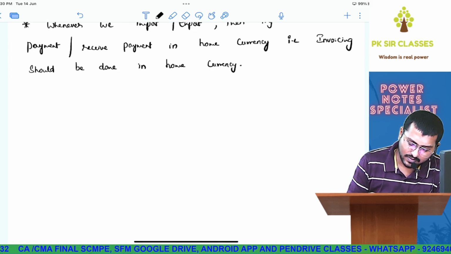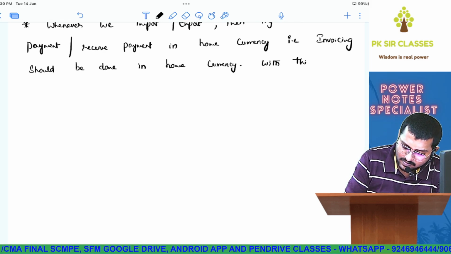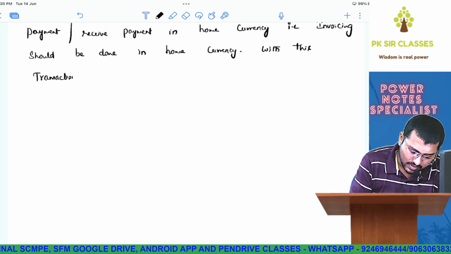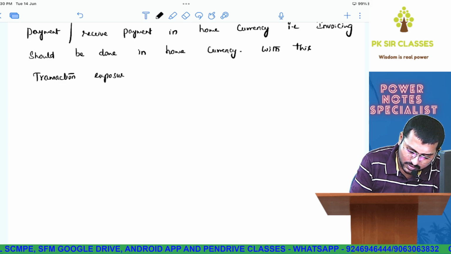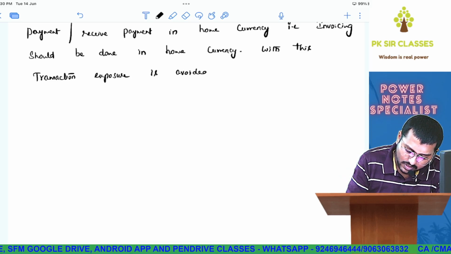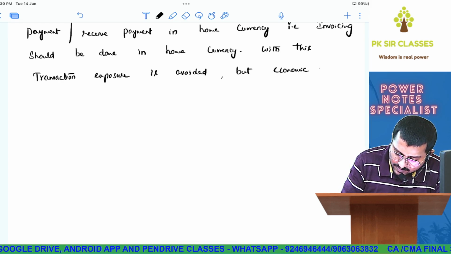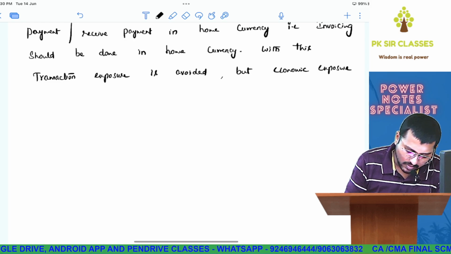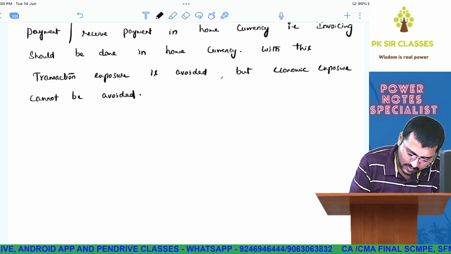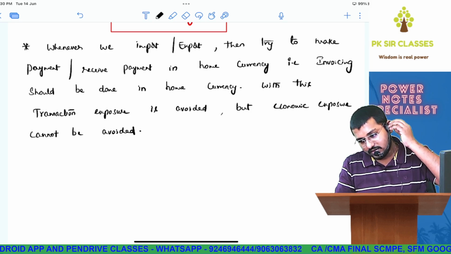Got it? Yes. What can we avoid with this? Very good. Transaction exposure. With this, transaction exposure is avoided. But one thing we can't avoid. What is that? Economic exposure. Economic exposure cannot be avoided. Okay?